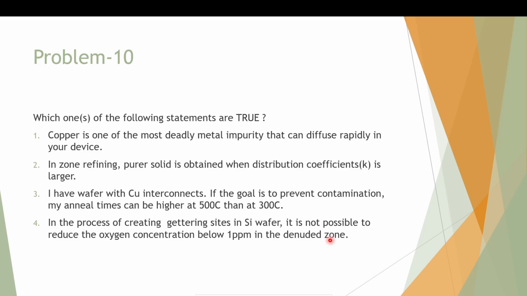So is it not possible to get concentration below 1 ppm? That's not true. Actually, the entire gathering process depends on the fact that we are able to reduce the concentration of oxygen in the active layer to as low as possible. So this is also false. So only the first statement is true, the rest of them are false.